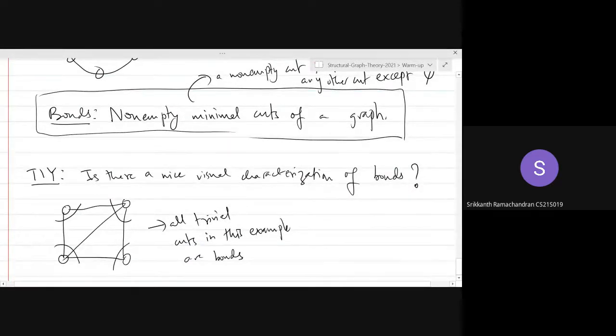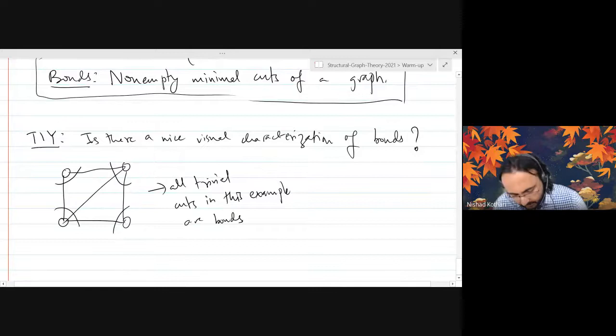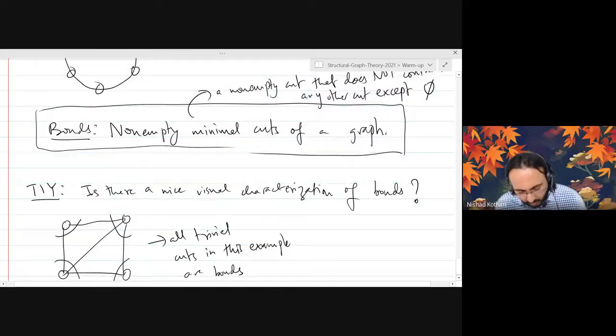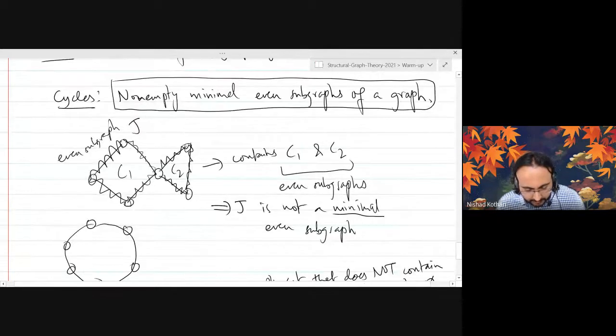So the vertex cuts are those that are every other cut other than the single vertex cuts, can be represented as... Right. So that's, yeah, all cuts can be generated by the trivial cuts.